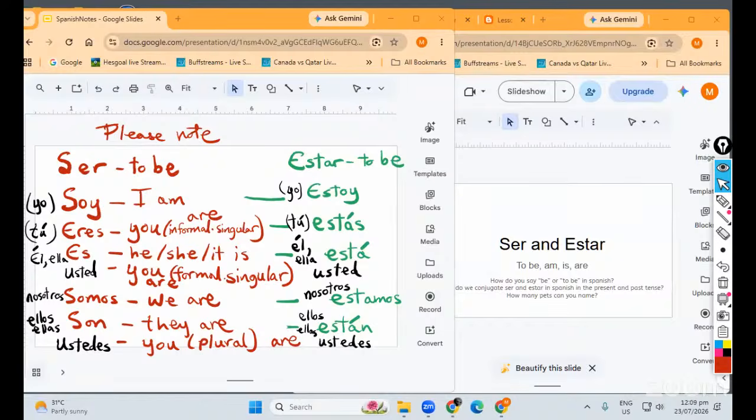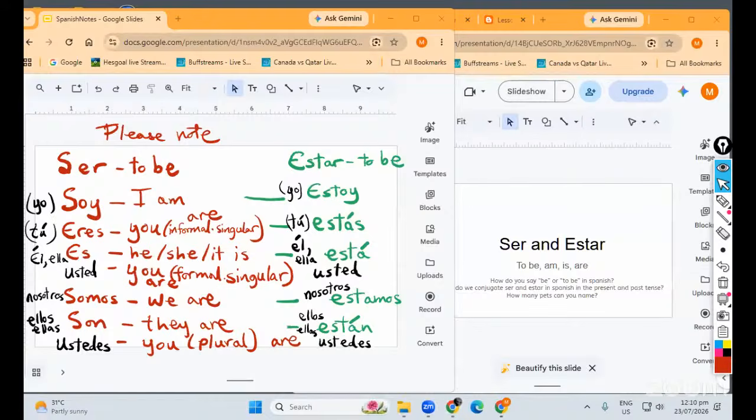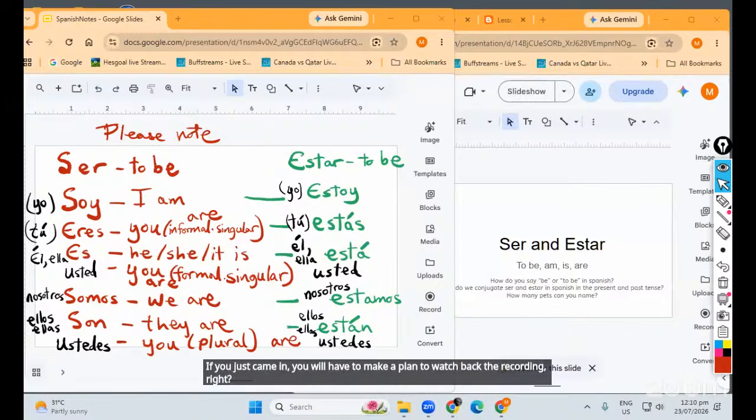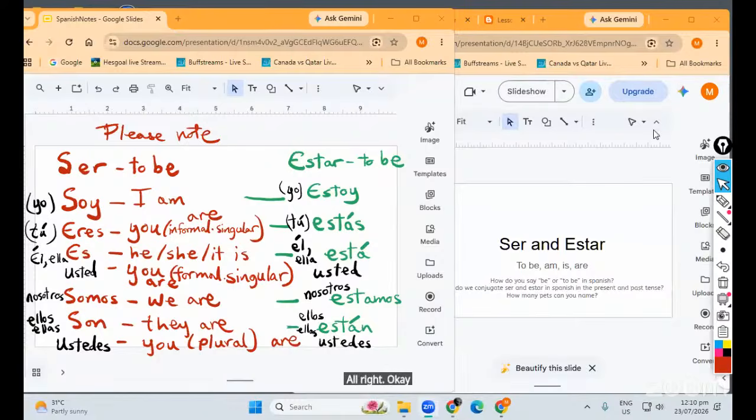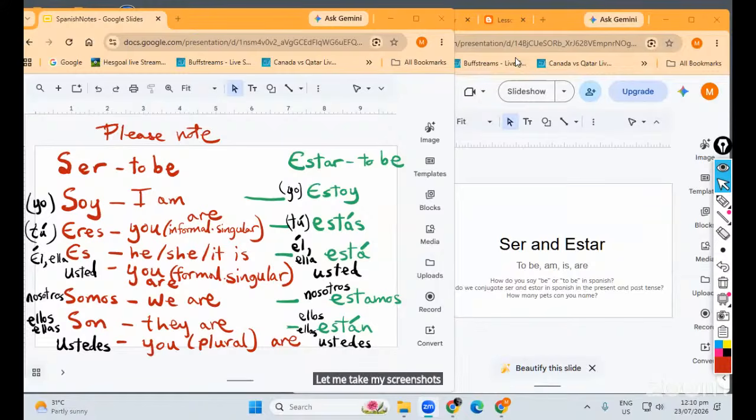Guys, you all are asking me a question that I said we're going to answer, right? We're going to answer when we use ser, and we're going to answer when we use estar, right? If you just came in, you will have to make a plan to watch back the recording, right? All right. Okay, let's do something a little different before we get into the uses. Let me take my screenshots and save them for anybody who has to come back to notes.